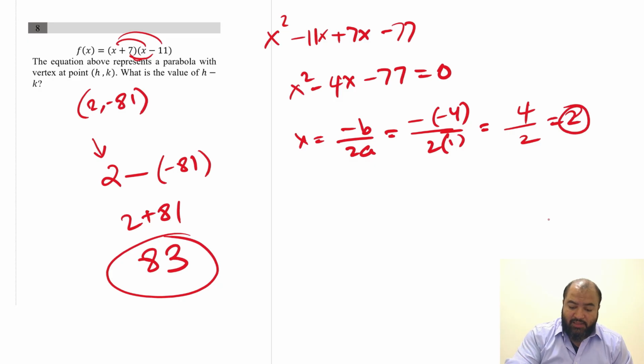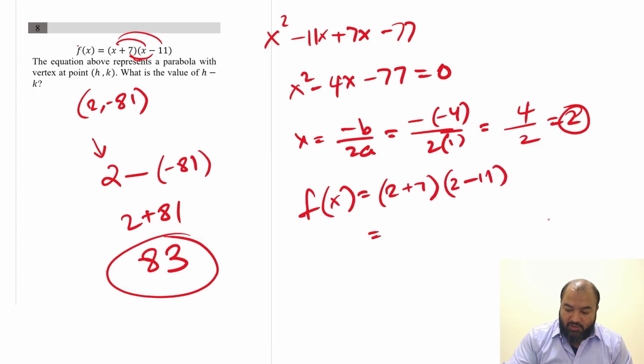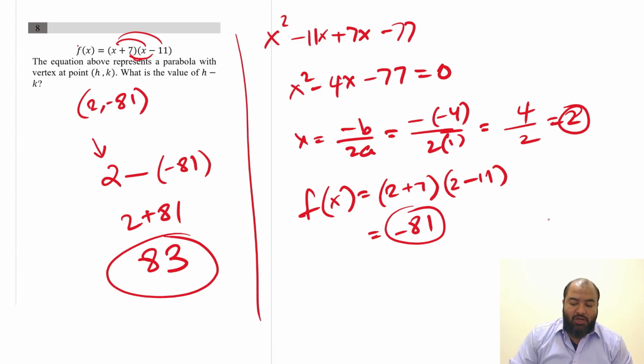And if you want to find the y, you can just plug the 2 into f of x. So f of x equals 2 plus 7 times 2 minus 11, and there will be negative 81. In this case, either way you can handle it. If you just don't want to do all the work, just type it into Desmos. So you have to learn when to use Desmos because it's very helpful, but also when you shouldn't use it. Okay, so that's the trick.